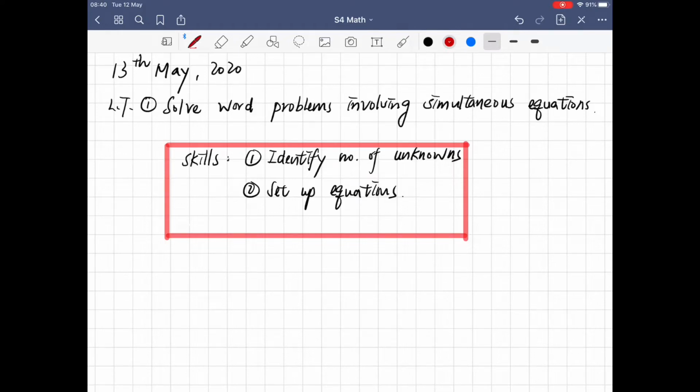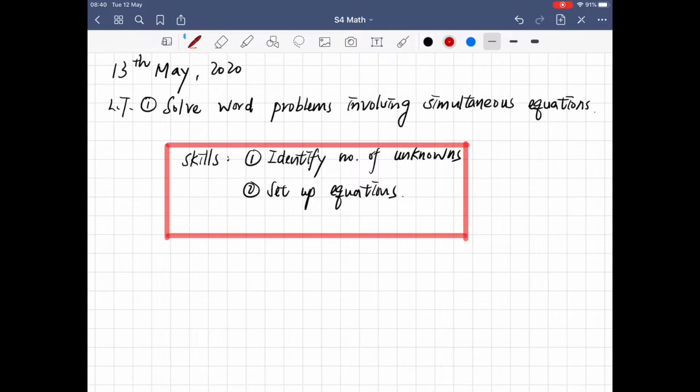Hi everyone, in today's lesson I want to give you some examples of word problems involving simultaneous equations. So please turn to a new page of your notebook, write down the date of today and the learning target. And before I start, I want to give you some skills of solving word problems. Okay, and there are two.